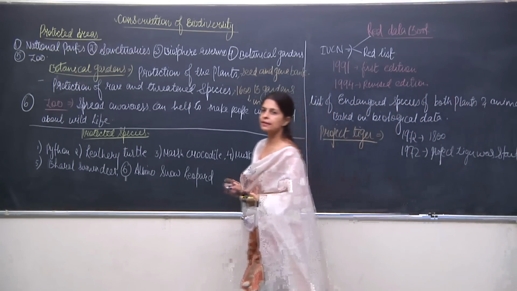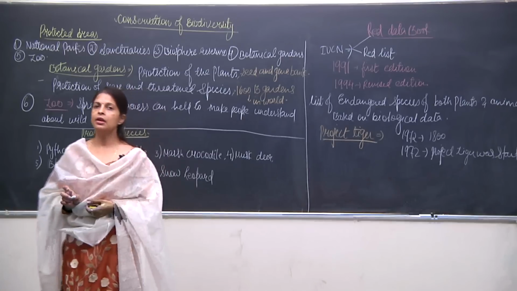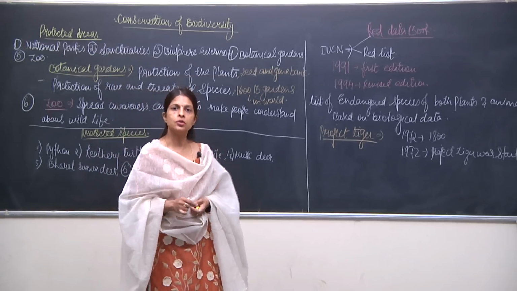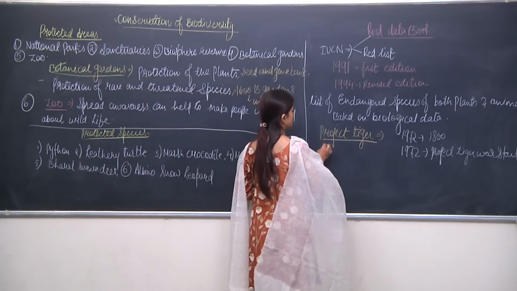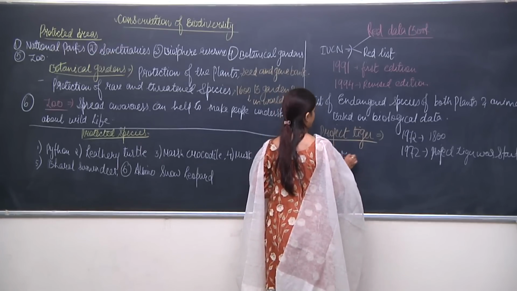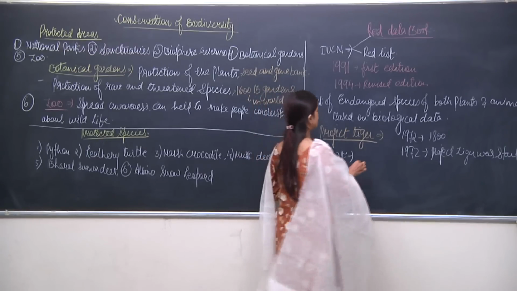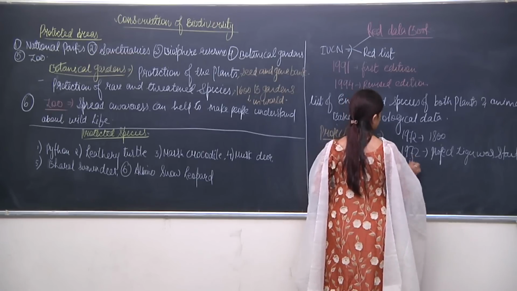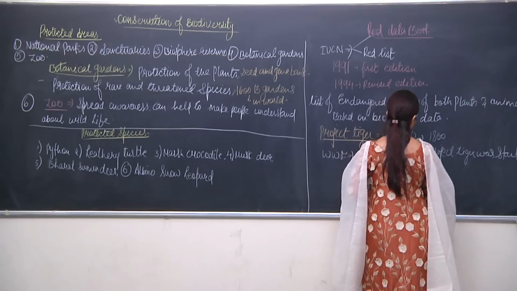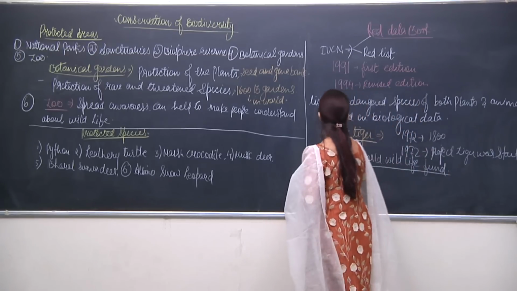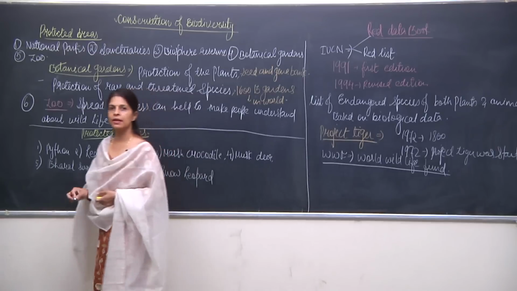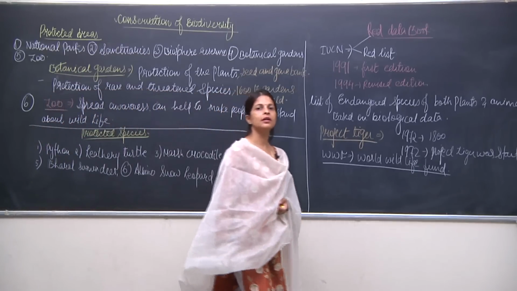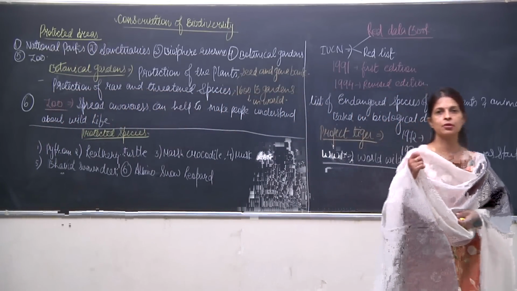Now, as I said, this is not an easy task, to start such national parks or sanctuaries or such projects. So similarly, India also started Project Tiger with the help of the WWF. Now what is the meaning of WWF? This is World Wildlife Fund. And with the help of this organization, India started Project Tiger. And Project Tiger is really a successful project.